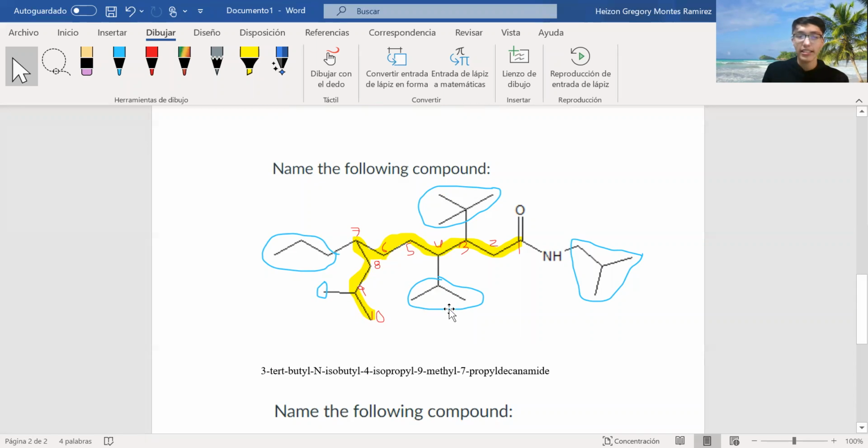Then we identify all the branches and we order them in alphabetical order. So we start with 3-tert-butyl, N, because N counts as a position. So N-isobutyl, 4-isopropyl, 9-methyl, 7-propyl, decane amide. So it is also an alkane because it only has single bonds, and at the end amide because it is an amide.